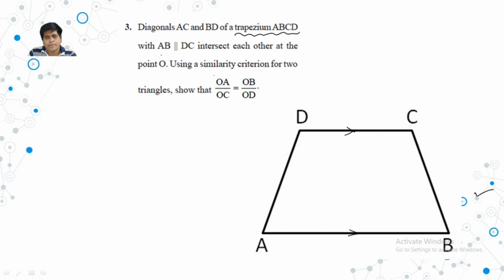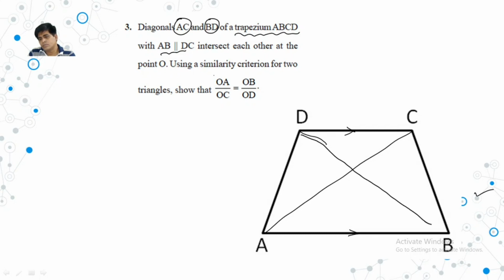This is given. Now the diagonals AC and BD. When he is talking about AC and BD, you should join these two. I am joining AC. Next, I will join BD also. The diagonals will be straight. Don't worry about it. We just assume that AC is a diagonal and BD is a diagonal. So these two diagonals are intersecting.